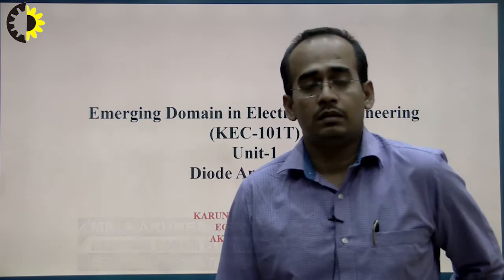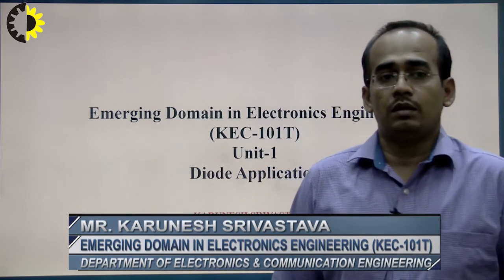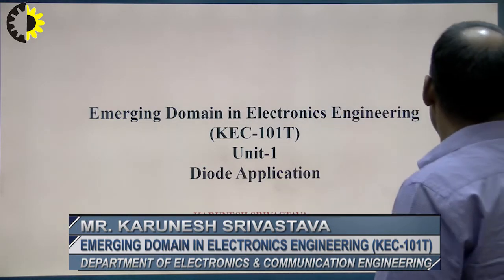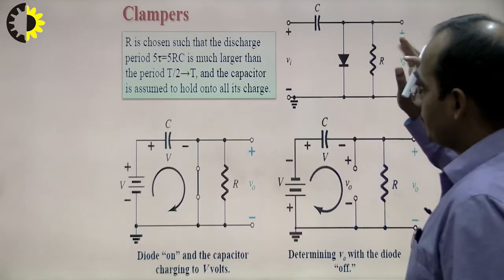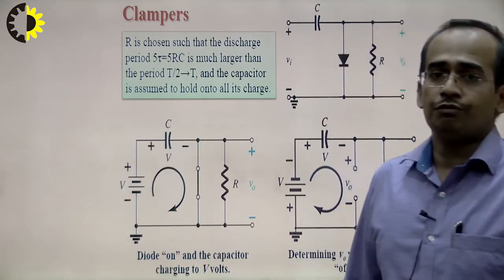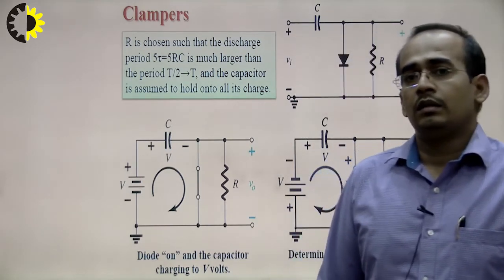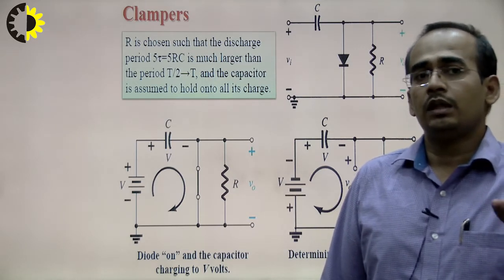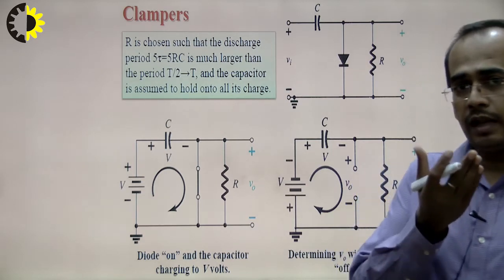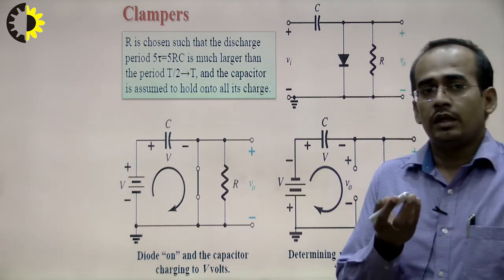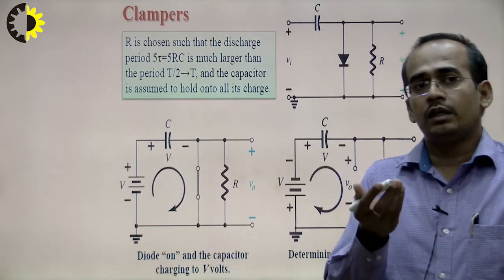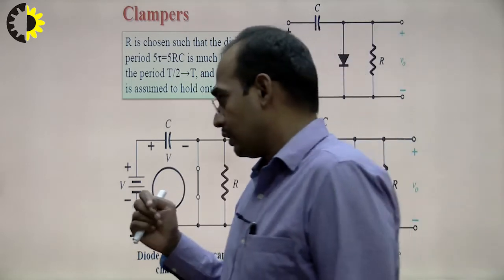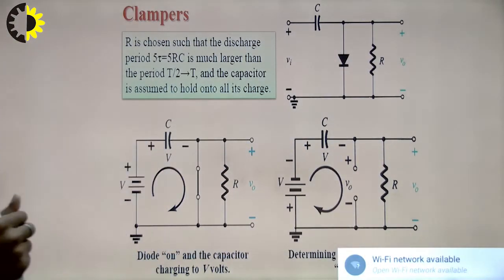Hello everyone, in this lecture I am going to discuss another application of diode, that is clamper. So first of all, what is a clamper? A clamper is a circuit which is used to add a DC level to the input signal, or shift the input signal to a different DC level. For this diode application, I will use the clamper circuit.